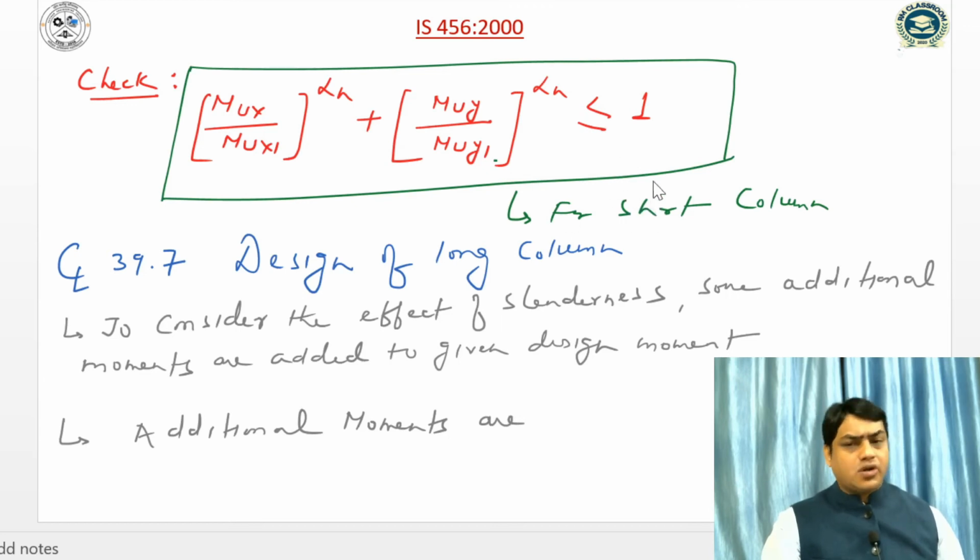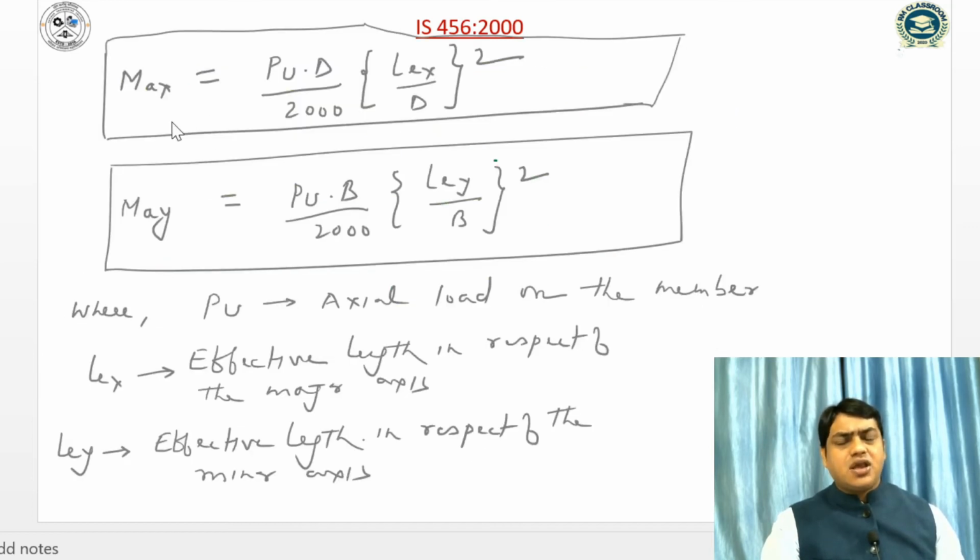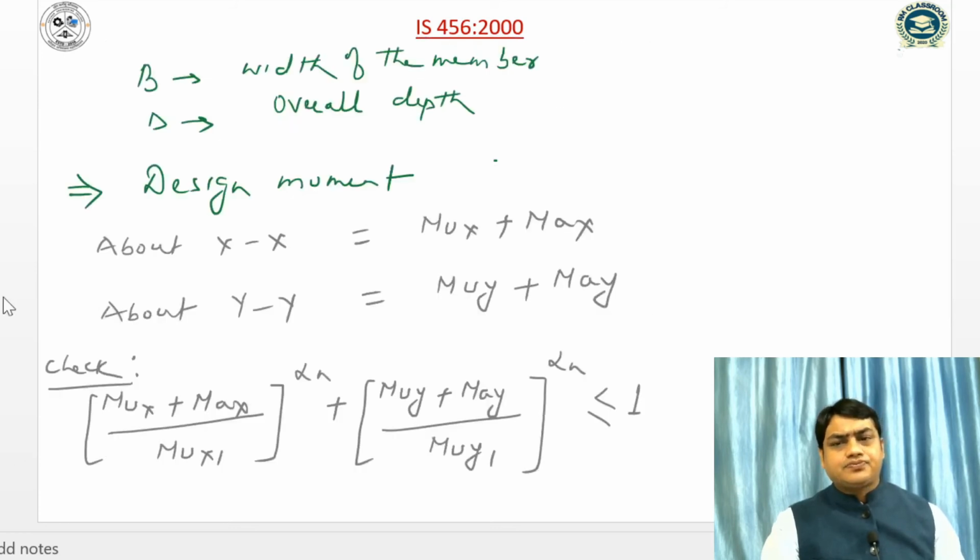This is valid for the short column. So what will be the condition for the long column? To consider the effect of slenderness, some additional moments are added to the given design moment. The additional moments in the x direction and y direction can be computed as Max and May. Max is Pu D by 2000 into (Lex by D) whole square. Similarly, the additional moment in the y direction is Pu b by 2000 into (Ley by b) whole square, where Lex is the effective length with respect to the major axis and Ley is the effective length with respect to the minor axis, and b is the width of the member and D is the overall depth.